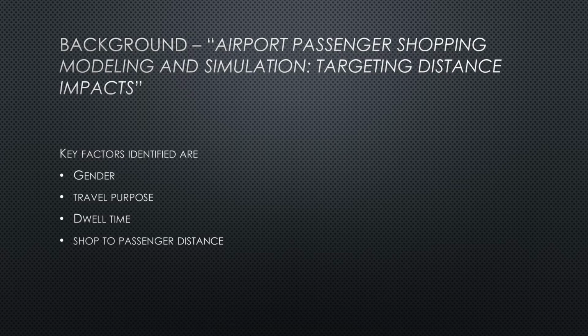This was a research paper that was published in a conference in winter 2019. It's titled Airport Passenger Shopping Modeling and Simulation Targeting Distance Impacts. This paper basically talks about the decision-making process of a passenger and how it's affected by some of the key factors identified here below, such as gender of the passenger, travel purpose, dwell time, and shop-to-passenger distance.